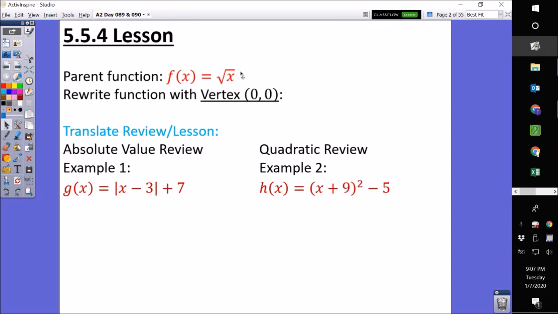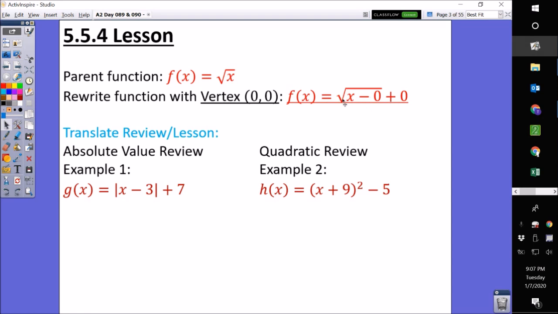F of x equals the square root of x. Now, if you were to rewrite it with a vertex of 0, 0, then you're just simply going to add in the zeros, which will look like this. F of x equals the square root of x minus 0, and then plus 0. So that's basically what it's going to look like. And this is going to be helpful when you're identifying the vertex for graphing, which will be covered in a later section.